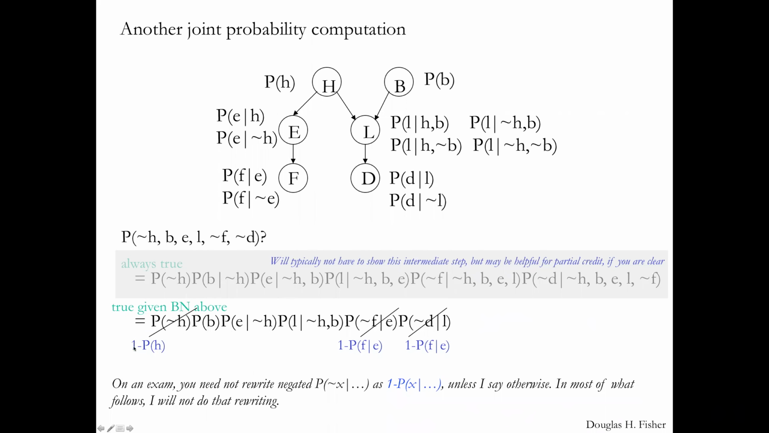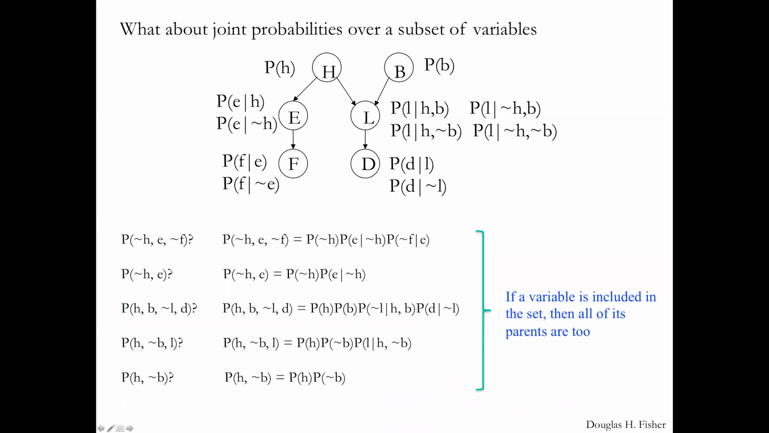Technically, if I wanted to represent this in terms of only probabilities that were stored, I might rewrite the probability of not H as 1 minus the probability of H. But on exams, this is typically going to be too much of a hassle, so I typically won't rewrite that negation like this, unless I say otherwise. You don't need to do that. And in the rest of this lecture, I probably won't be doing it either.